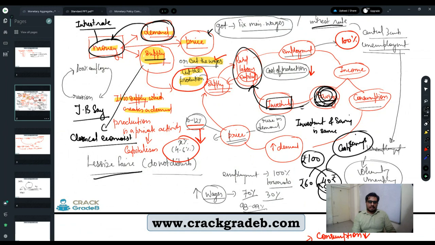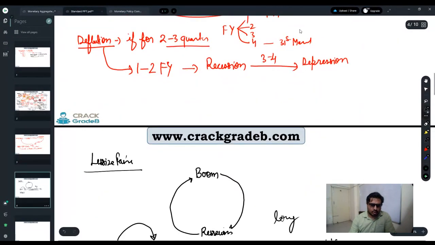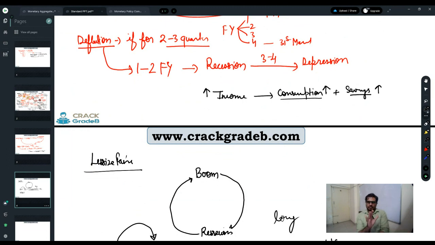Second, another thing he said is that if you think as a common man, you are also going to make the same mistake that classical economists were making. Income has two components: consumption and savings. If income increases, what will happen? Consumption and savings both will increase, right?